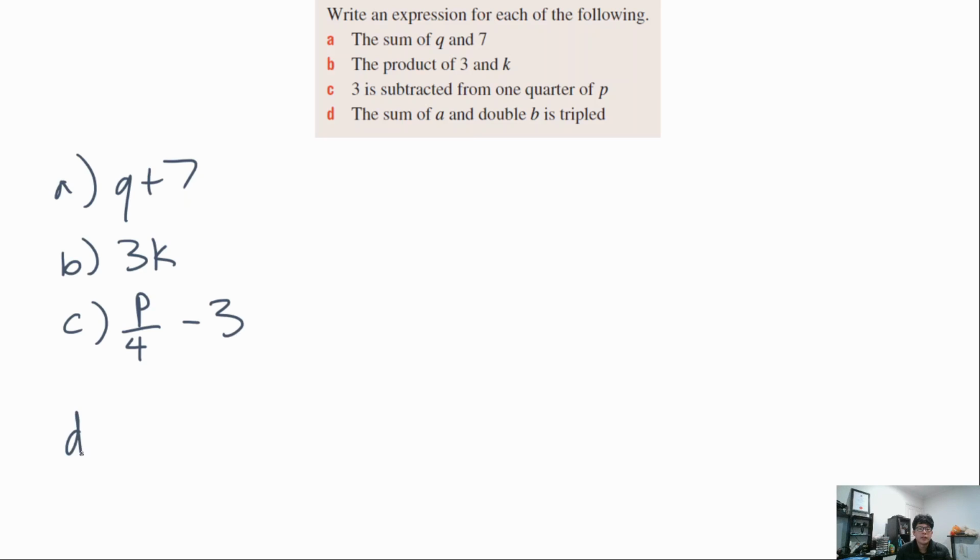And D, the sum of a and double b is tripled. So we're going to double b first and then add a and then triple it. So the sum of a and double b, so a plus 2b, and we're going to triple that now. So we need to bracket that first, we're doing that first, and the 3 sign goes right outside it.